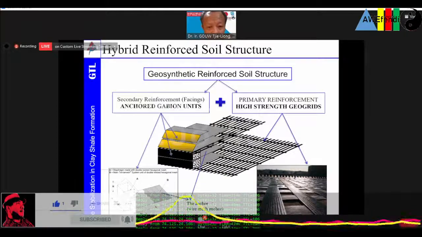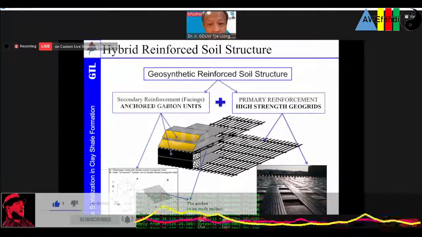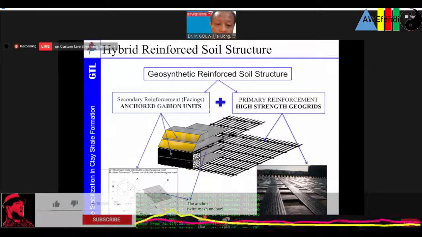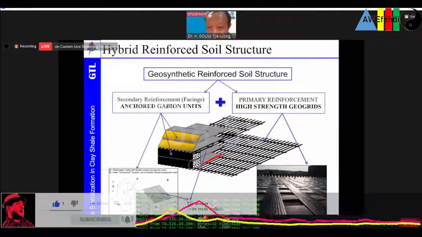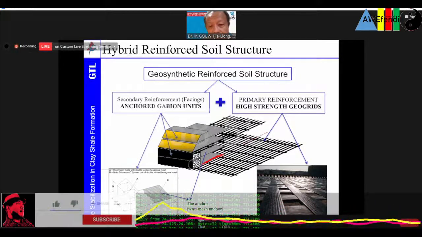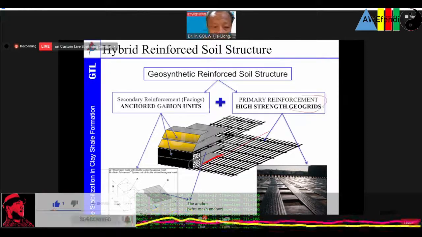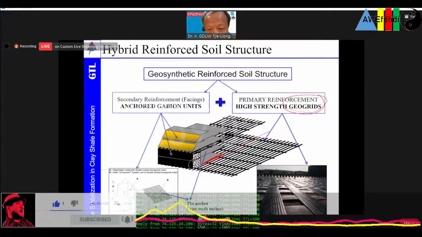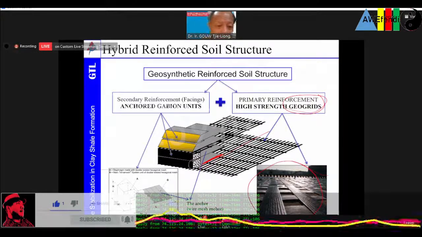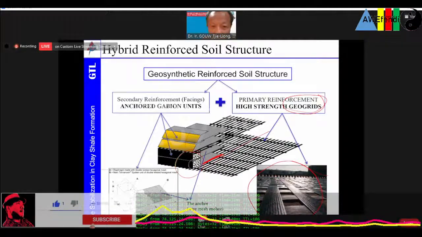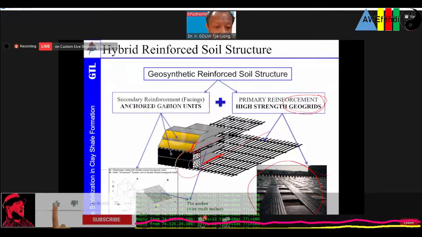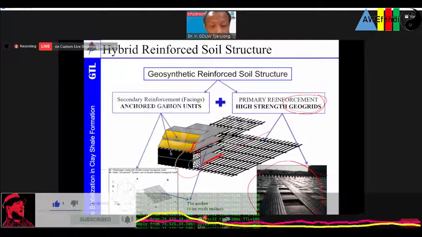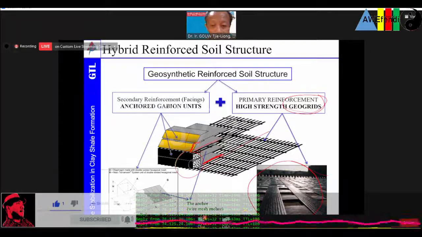So basically, this geosynthetic reinforced soil structure consists of anchor gabion. This is the gabion, with an anchor of about 3 meters length. Underneath and behind, we put a high strength Geo Grid. So this is the Geo Grid, and the gabion unit is in front. On top, we put a green facing unit composed of steel reinforcement, which they call the Terames system.